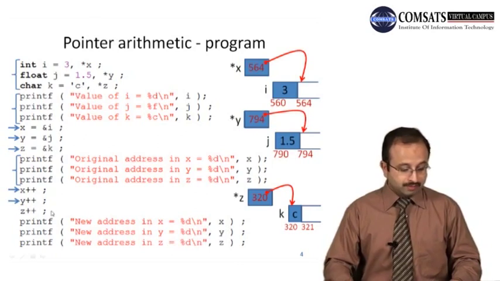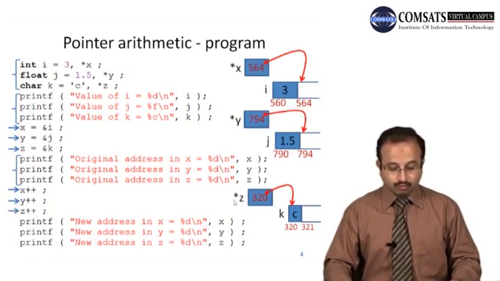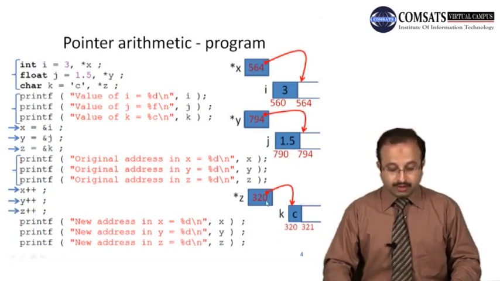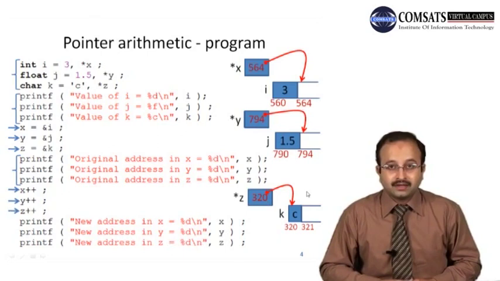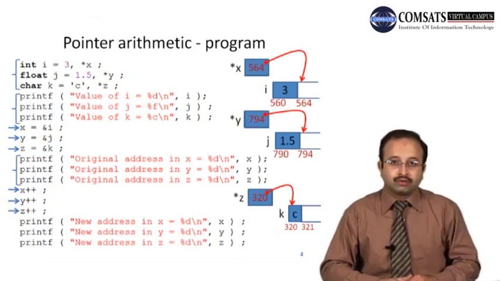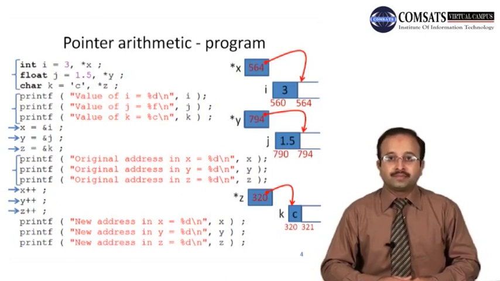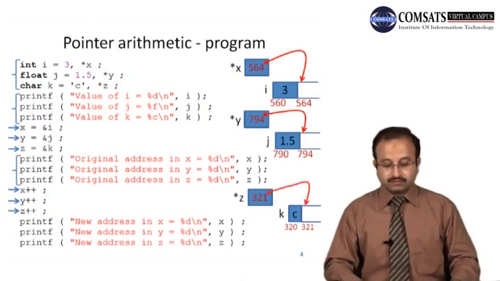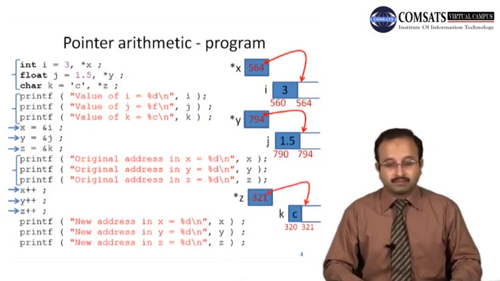So when you execute the next statement, that is z++, what happened over here? Will it become 324? No, because the type of the z pointer is character, and the character occupies only 1 byte. So a character pointer points to a memory location where a character value is stored, and a character value occupies only 1 byte. So when you increment that z pointer, it should point to the next character value. The next character value will be at the next byte. So its value becomes 321, that is the address of the next byte, and it points to that memory location, right?